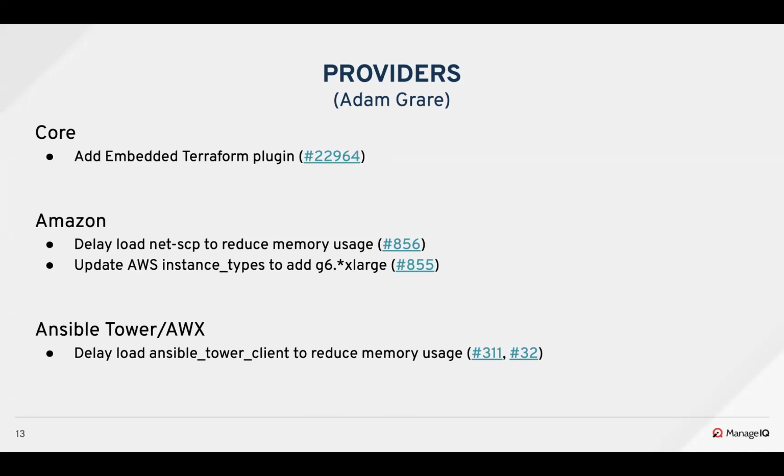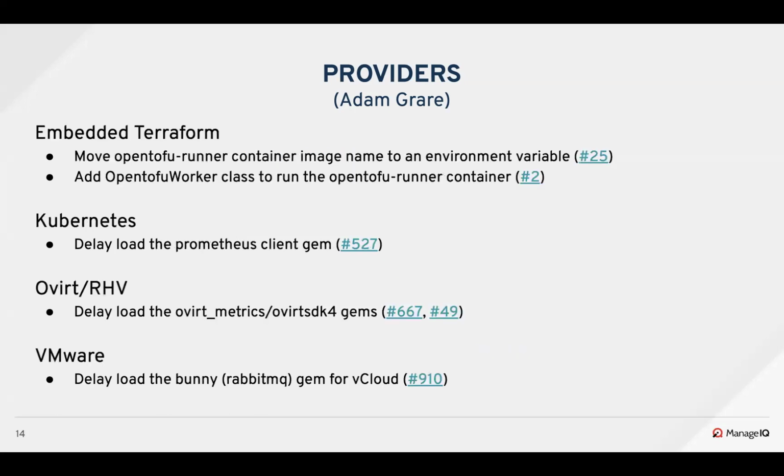For Amazon, Joe made a change to delay load the net SCP gem to reduce memory usage. He did this for a bunch of gems, so we'll cover those later. We also updated the AWS instance types to add the G6 extra large type flavors. For Ansible Tower and AWX, Joe delay loaded the Ansible Tower client. Next slide.